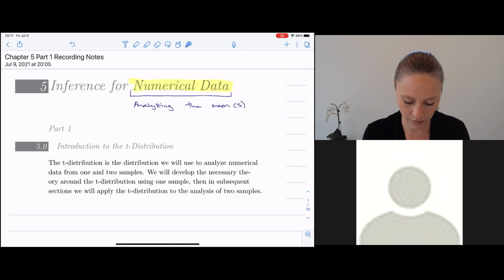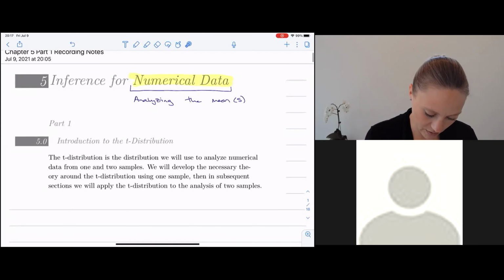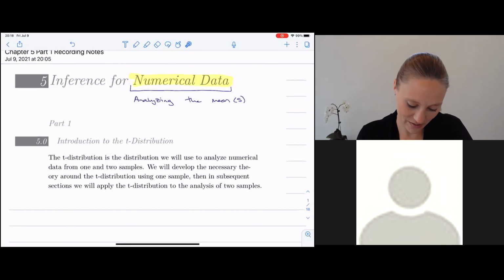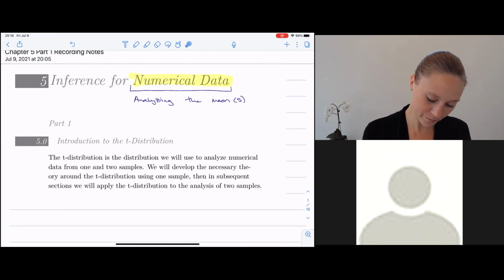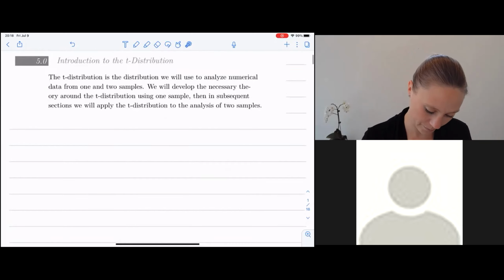So the t-distribution is very much like the Z distribution with one difference, okay? But the t-distribution is the distribution that we're going to use. So in real life, this is the distribution that we use. We're just going to introduce the t-distribution, talk about what is it, what does it look like, why is it different from the Z distribution. So here we go.